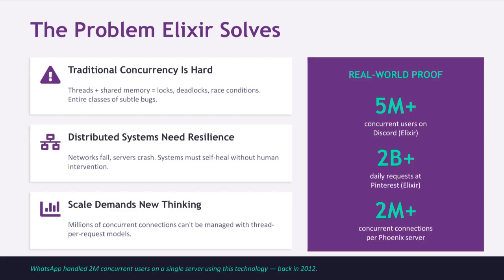Now look at the numbers on this slide. Discord served over 5 million concurrent users using Elixir. Pinterest handles over 2 billion daily requests. Phoenix servers can handle 2 million concurrent connections on a single machine. And here's one thing that really stands out to me. WhatsApp was handling 2 million concurrent users on a single server back in 2012 with a tiny team, and that is the power of building on the right foundation.